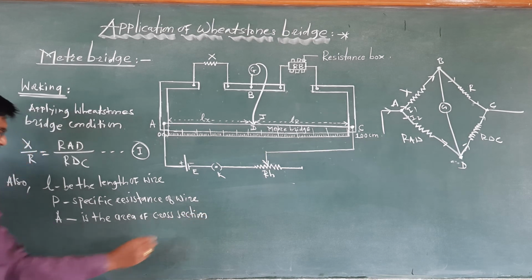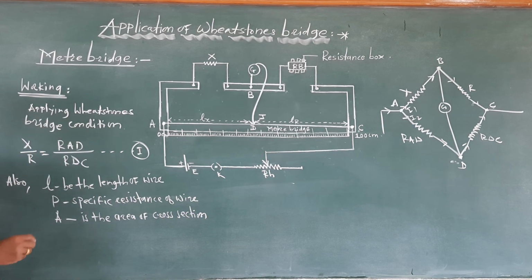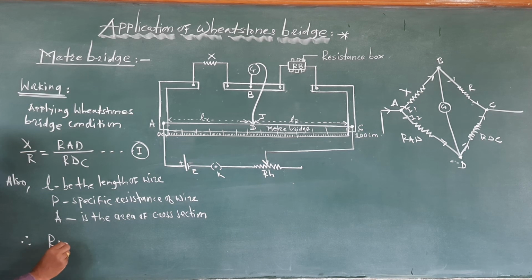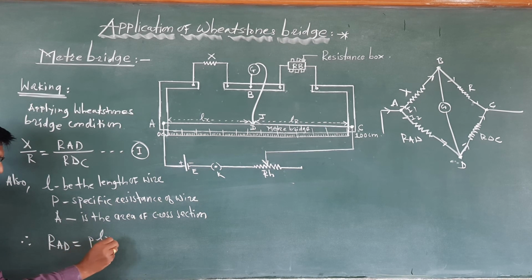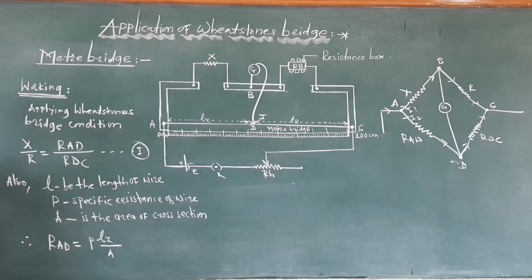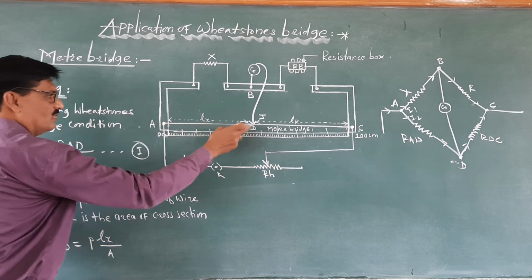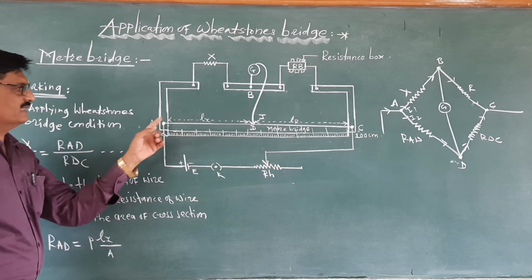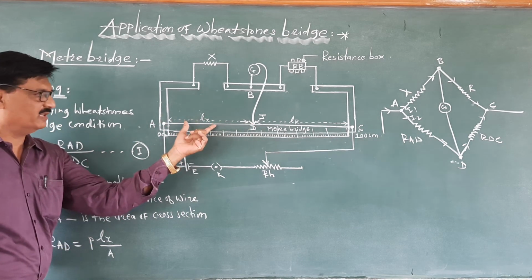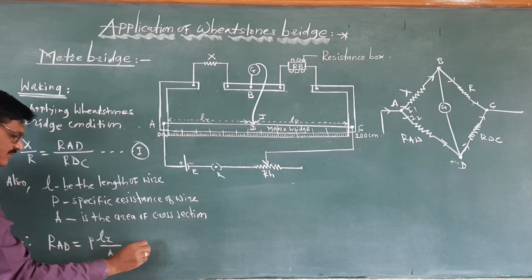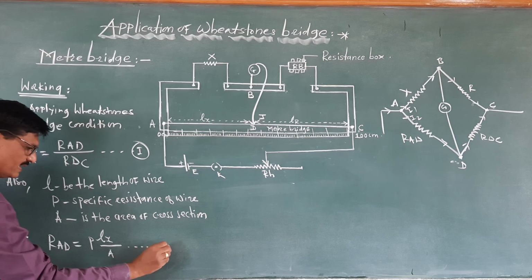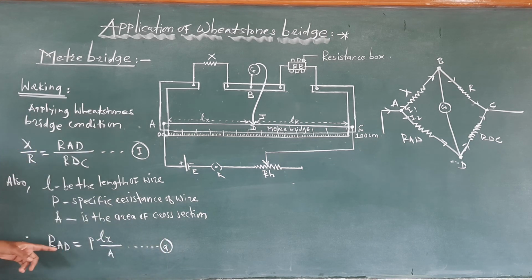Therefore, in the specific resistance relation, we can write RAD equal to rho times Lx divided by A. Lx is the length of wire from point A to D, capital A is the area of cross section of that wire, and rho is the specific resistance of that material. Therefore I can write RAD equal to rho times Lx upon capital A.